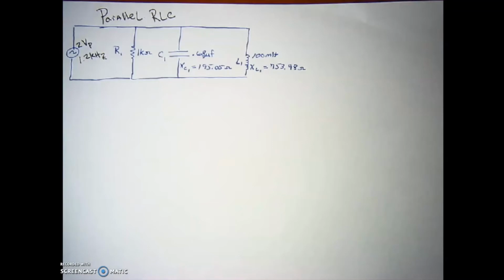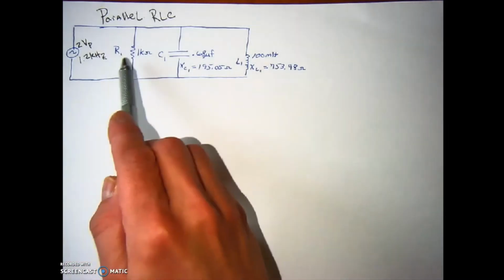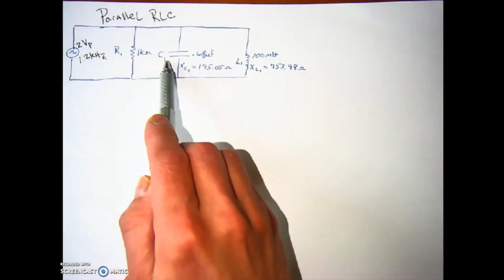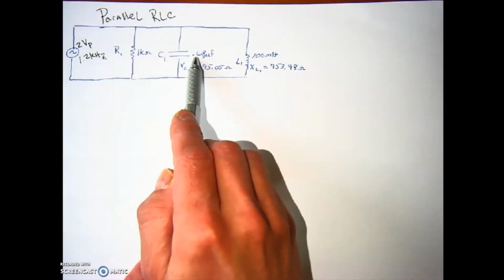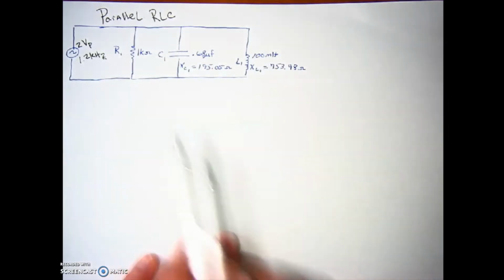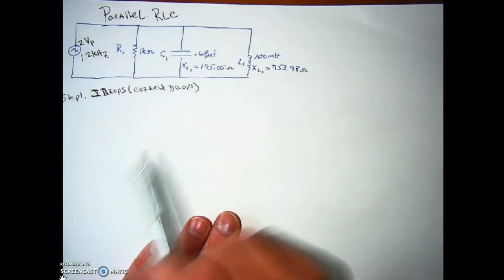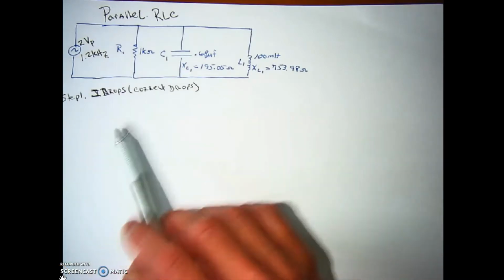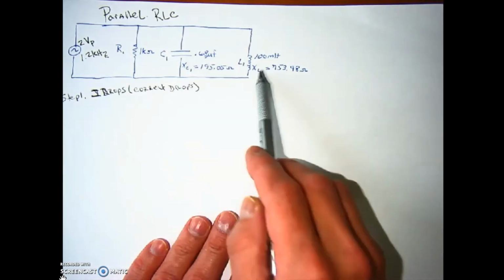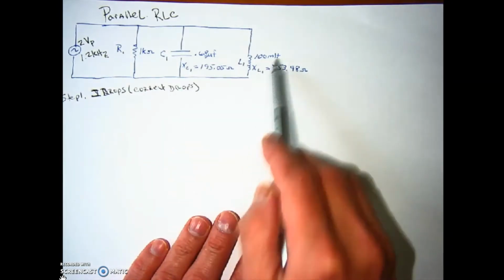So, what we're going to do is discuss parallel RLC circuits. A parallel RLC circuit basically consists of a resistor, in this case a 1 k ohm resistor, C1, 0.68 microfarads, and L1, a 100 millihenry inductor. For this circuit, I already solved for the capacitive reactance and the inductive reactance based on these two components.